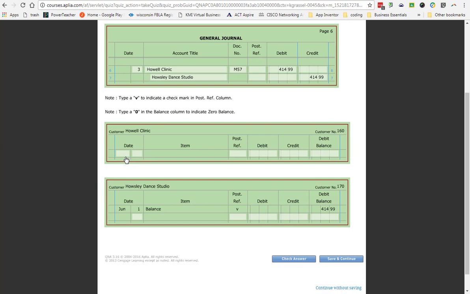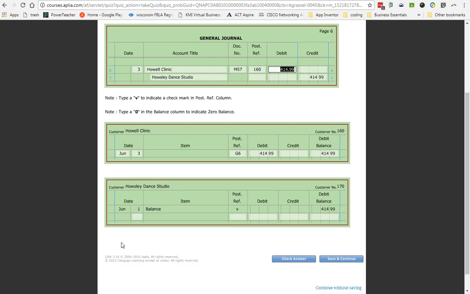So what we're going to do next is we just have to go through and post this, which is what we've done all along. I'm going to start and post line 6. On line 6, it's Howell Clinic for the date of the 3rd, so I'm going to put in June 3rd. Post reference is going to be G6, and I'm going to debit Howell Clinic $414.99. It previously had a zero balance, so now it has a debit balance of $414.99. Put account number 160 back up on top.